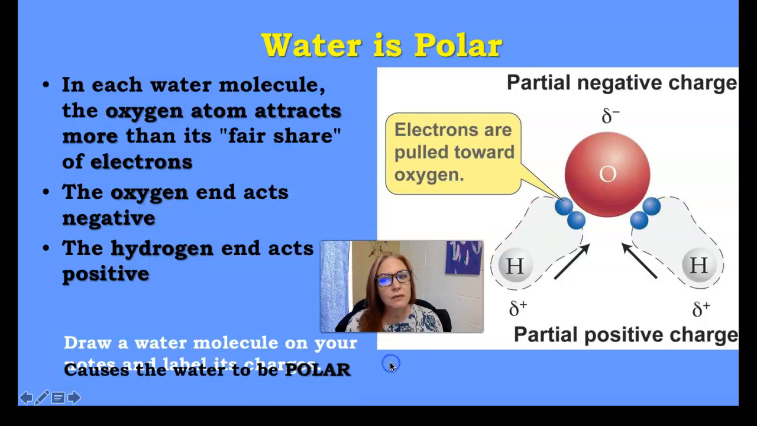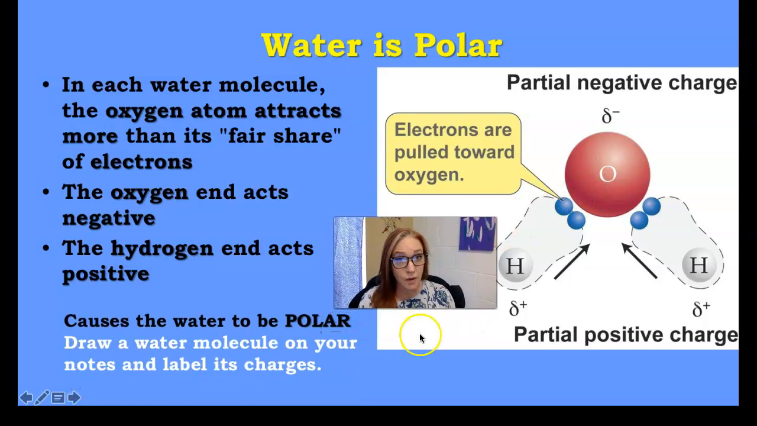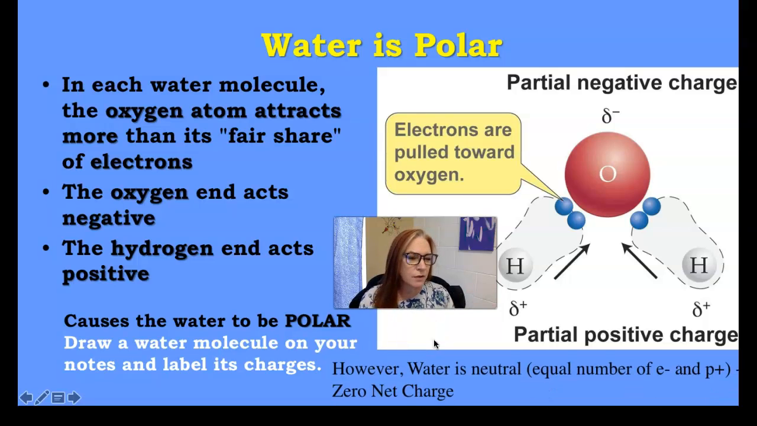Now, this is what causes water to be called a polar molecule. However, when you get a mass of water, the water doesn't have a charge. It's actually neutrally charged itself. It's just each individual molecule that has that slight polarity, because in the sum total of all of the molecules in a body of water, a drop of water, there is an equal number of electrons and protons. So we say that water is neutral, but each molecule is slightly polar.